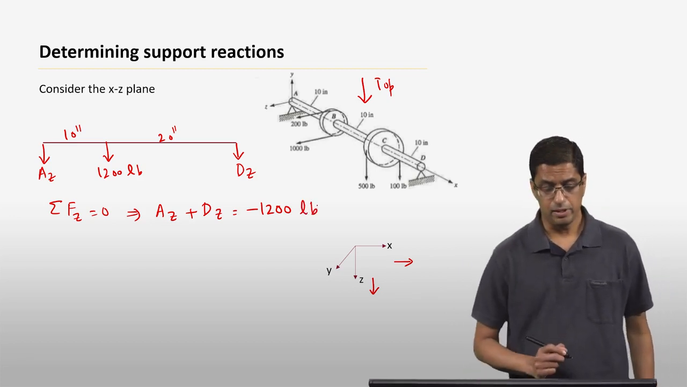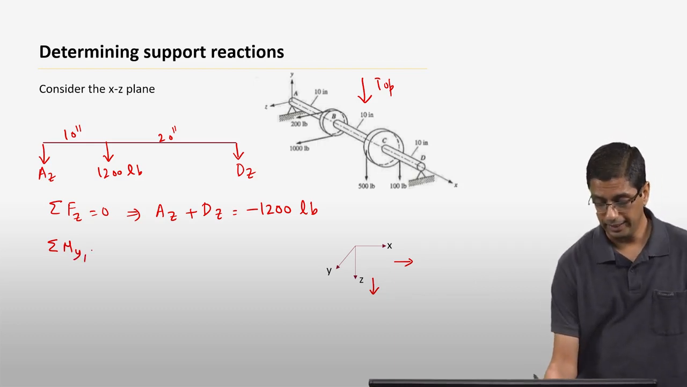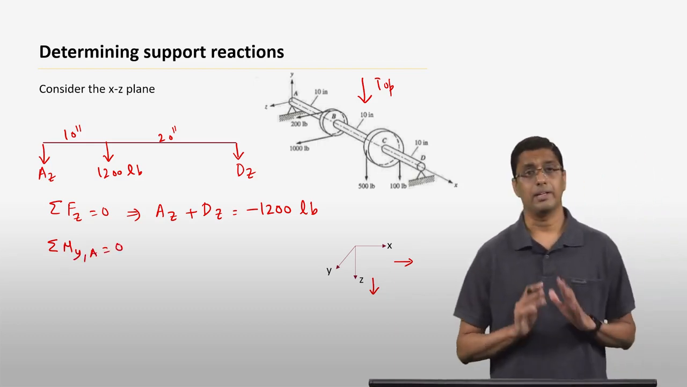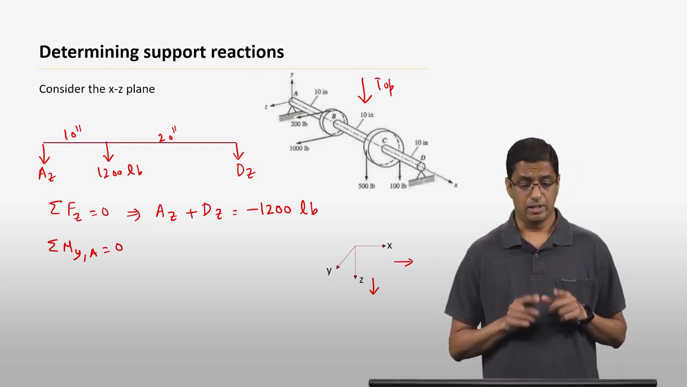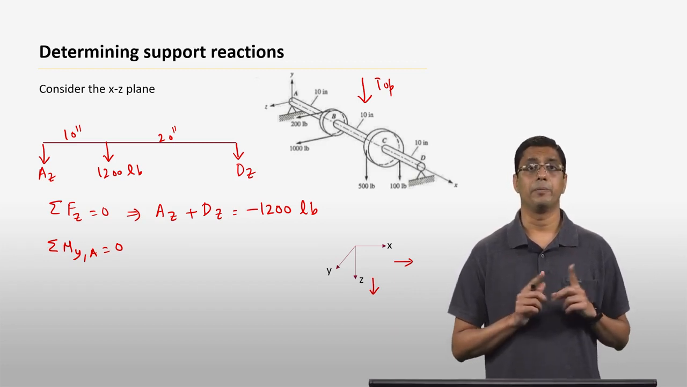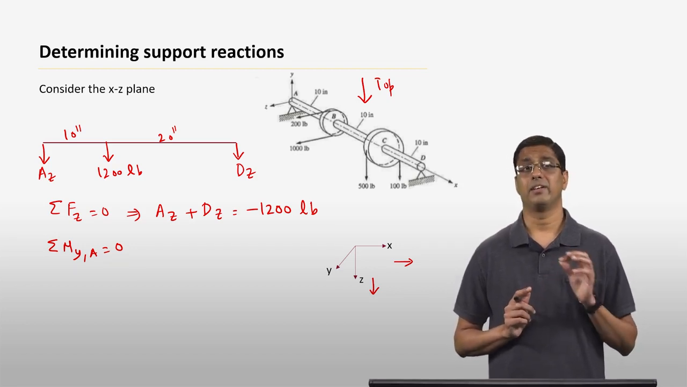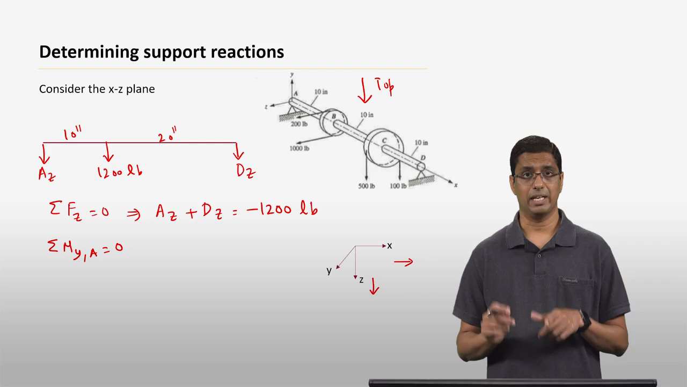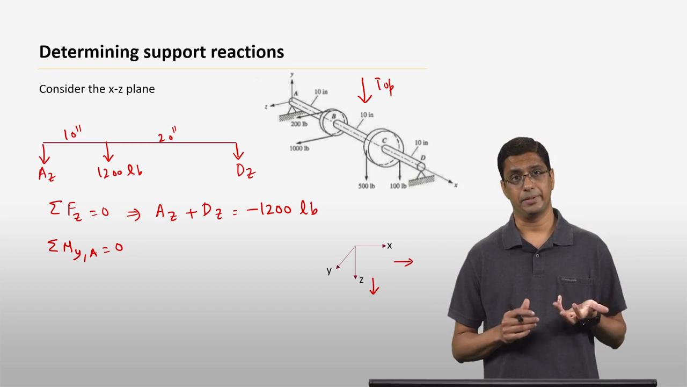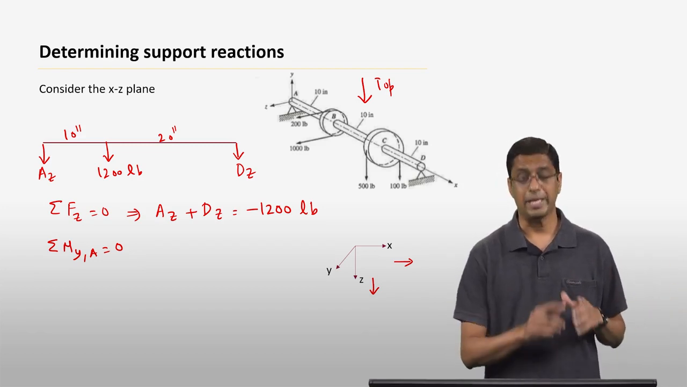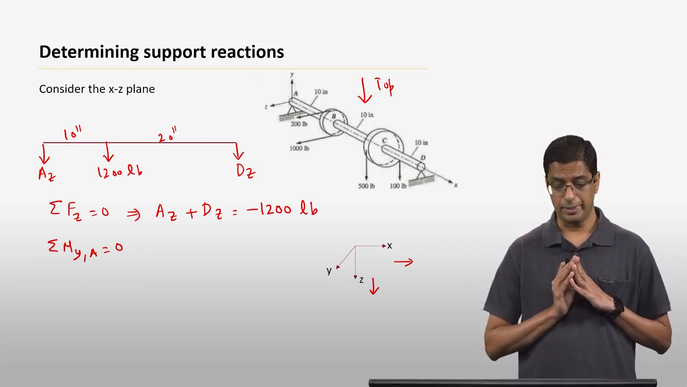Then we can also do a moment equation. We can say My about point A equal to 0. Here I want to again pause for a minute and remind you that the moment caused by Az, Dz, and the 1200 pound force is going to be in the y direction, not in the z direction, not in the x direction. If the forces are in a particular plane, then the moment caused by the forces is going to be in a direction perpendicular to it. So it's going to be My, not Mz or Mx. So you have sigma My about point A equal to 0.